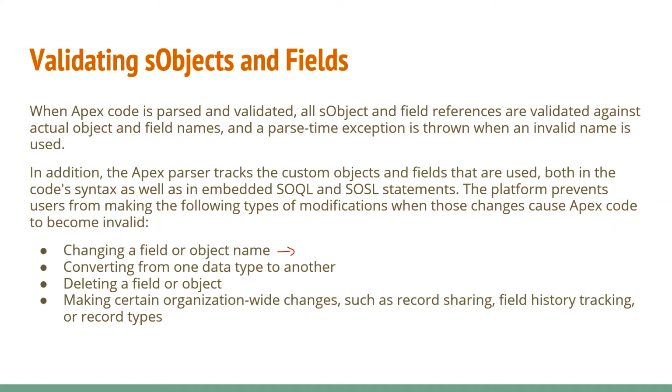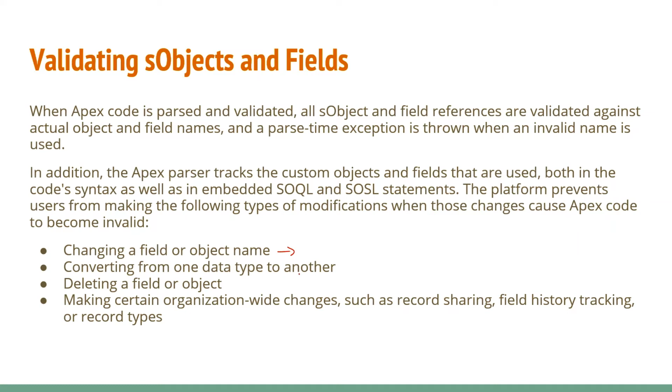Converting from one data type to another. If you are changing a field name or an object name, and it is referenced in any of the Apex, it will not happen, because you will get an error like this field has been referenced in these particular components, like it might be an Apex class or flow or any formula fields. So you have to first change all that, then only you will be able to convert this.